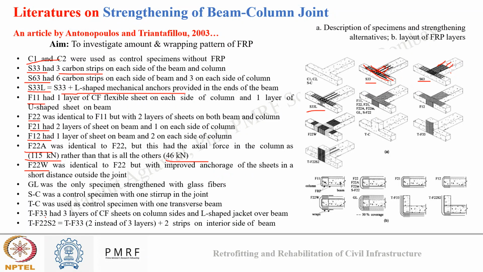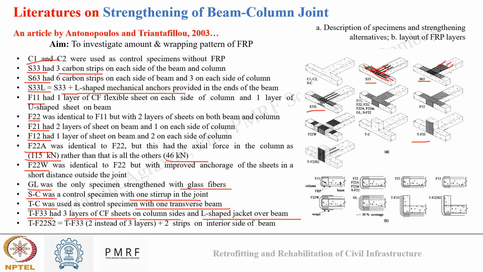GL is the only specimen which used glass fiber for strengthening. Till now we saw all the carbon fiber strengthening; here, glass fiber was used. SC was a control specimen with one stirrup at the joint. TC was the control specimen with one transverse beam. TF53 had three layers of carbon fiber sheets on one side of the column and an L-shaped jacket over the beam.